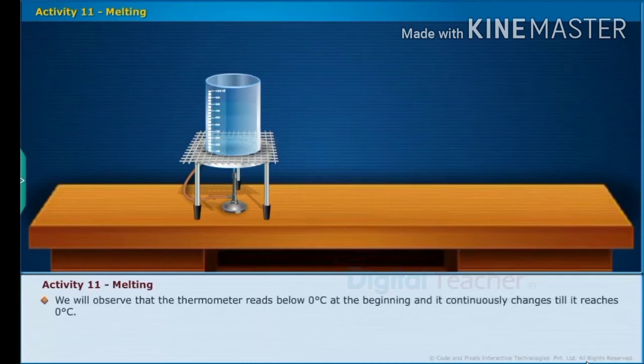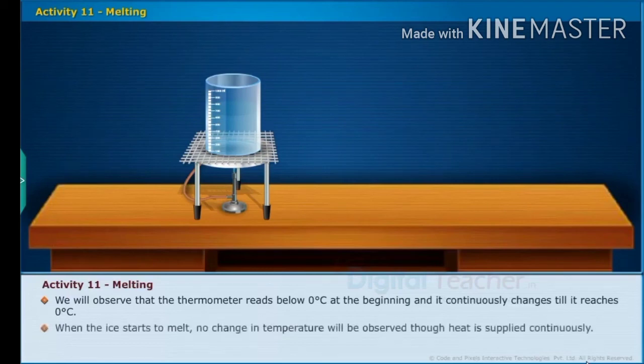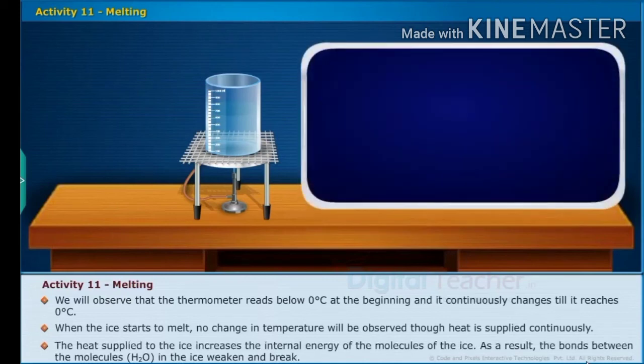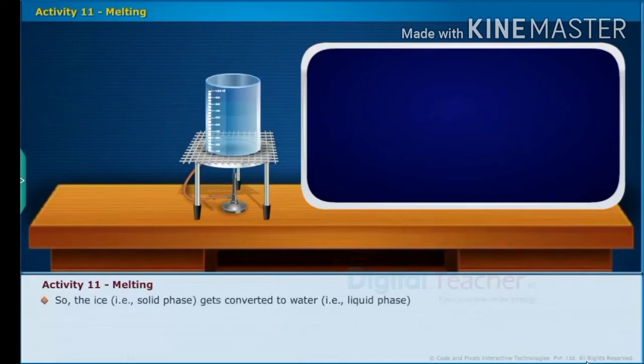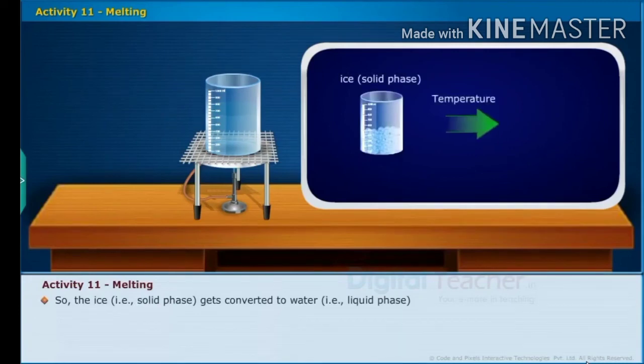We will observe that the thermometer reads below 0 degrees Celsius at the beginning and it continuously changes till it reaches 0 degrees Celsius. When the ice starts to melt, no change in temperature will be observed though heat is supplied continuously. The heat supplied to the ice increases the internal energy of the molecules of the ice. As a result, the bonds between the molecules H2O in the ice weaken and break. So the ice, that is the solid phase, gets converted to water, that is the liquid phase.